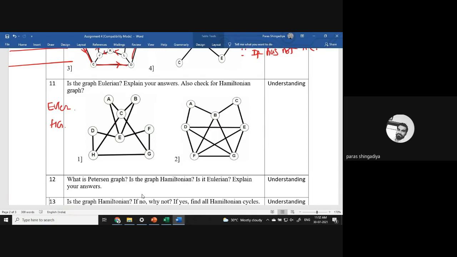Now what is the conclusion of the first one? Is it an Euler graph?